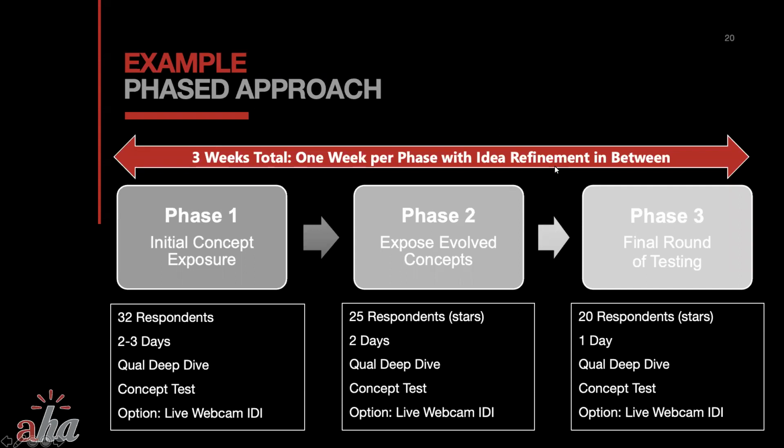And this is something that happens frequently in terms of study design. So in phase 1, you'll have some initial concept exposure. And I'm just going to give you an example. The sky's the limit. All kinds of permutations can exist here. But in this case, I'm suggesting 32 respondents. Maybe you're in the field in that first phase for 2 or 3 days. It just depends how many ideas you have. If you have 9 ideas, you're going to want to take 3 days in the marketplace.